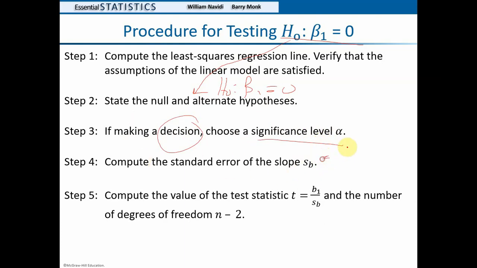That's the S sub B. That was what? S sub E divided by the square root of the sum of x minus x bar squared. Compute the value of the test statistic. If I do it by regions, I can do a left tail, a right tail, or a two tail. And then I'm going to plot my value of the test statistic in terms of here. I have some fail to reject in the middle, rejection region on the left if left-tailed, rejection region on the right for a right tail, or both of them if I have a two-tail.